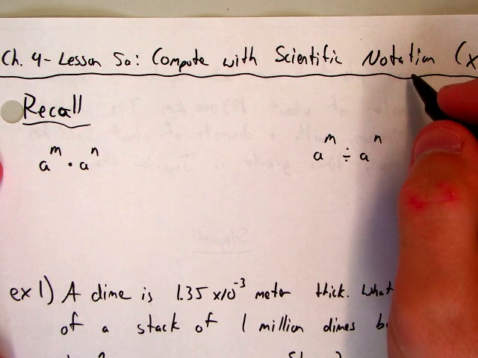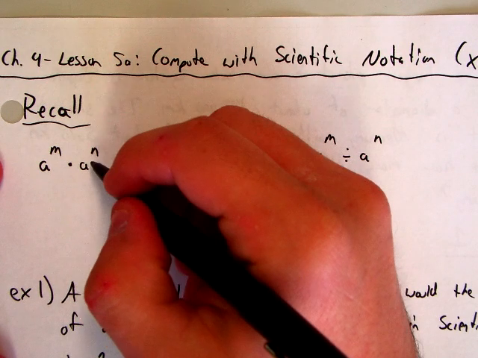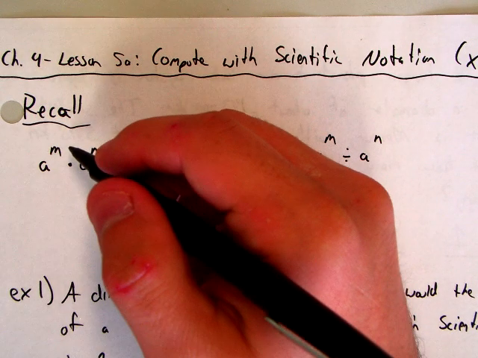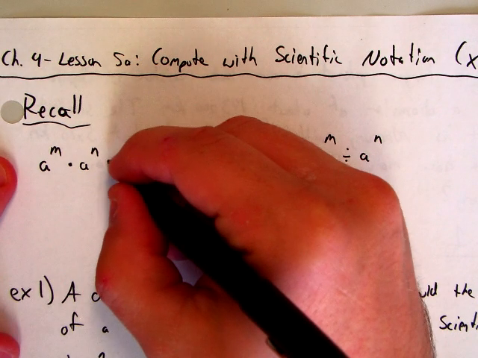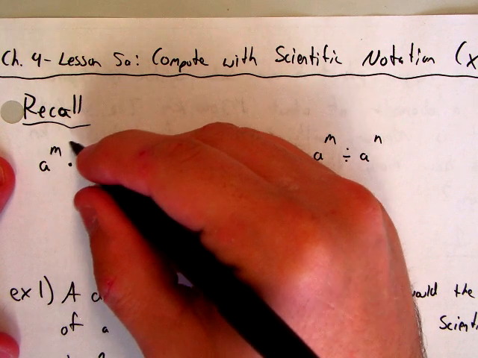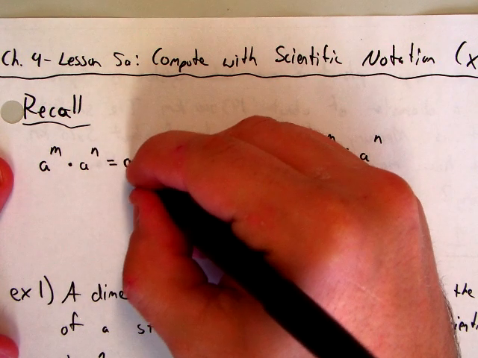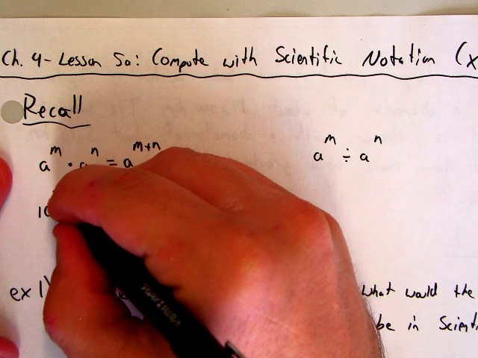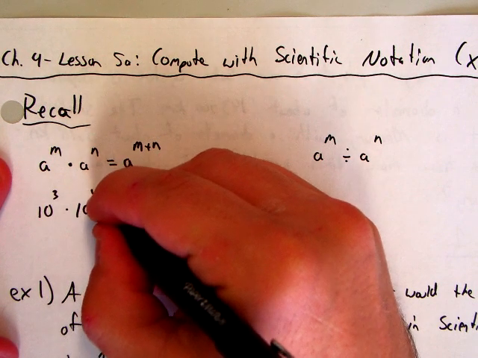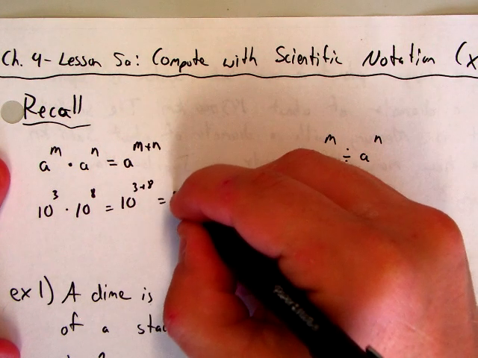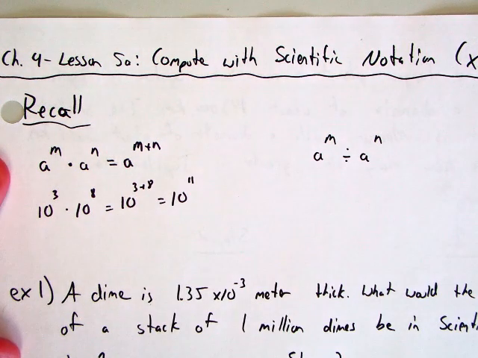Because scientific notation, A, in this case, would always be 10, and then M and N are some other integer. But if you recall, when I have the same bases being multiplied, what I do is I add the exponents. So for example, if I had 10 to the third times 10 to the eighth, this would be 10 to the 3 plus 8, which ultimately would be 10 to the 11th.